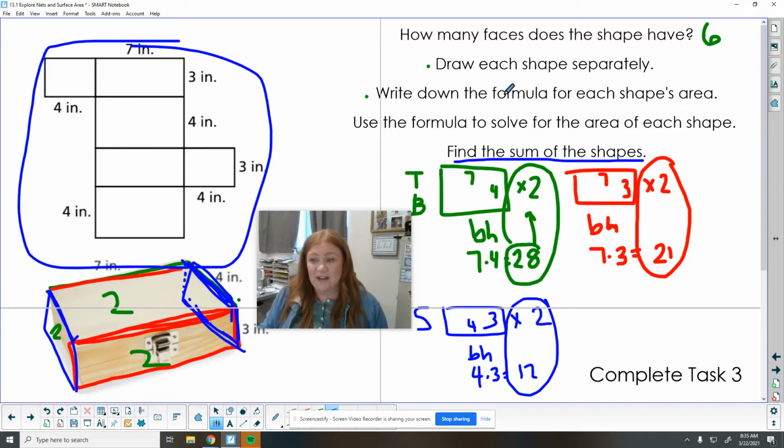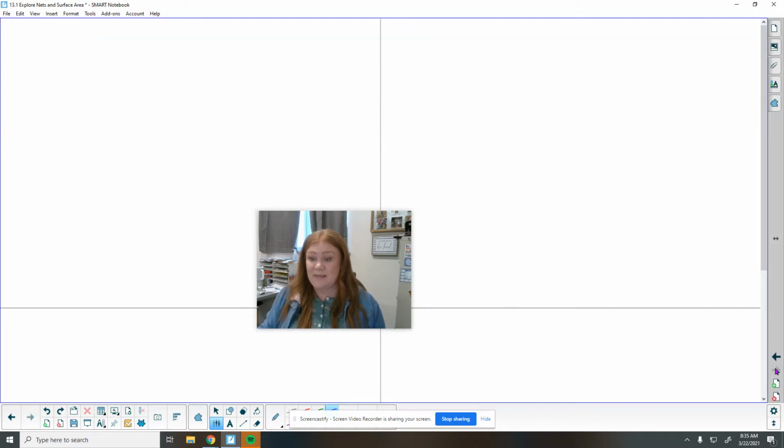What is the formula to find this shape? Use the formula and then add all your pieces together. But don't forget, if there's 2 of them, make sure you find both of those. So go ahead and complete task 3. And then, oh, that is all of it. Okay, so finish your task today and try your check for understanding. We're going to keep working on this for a few days. So take a breath. You are doing great.